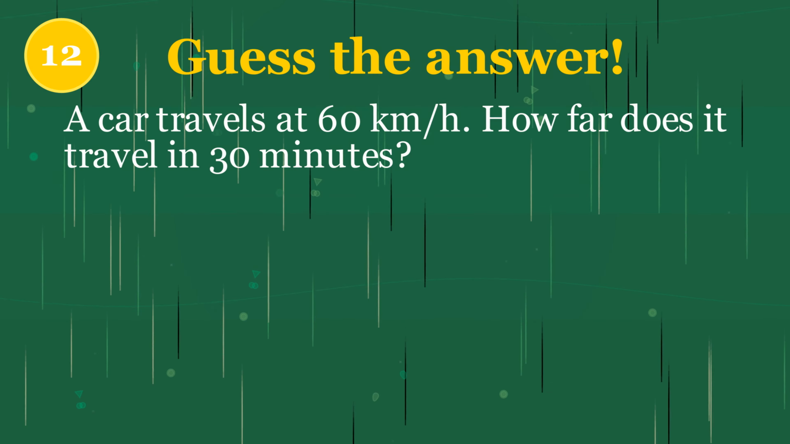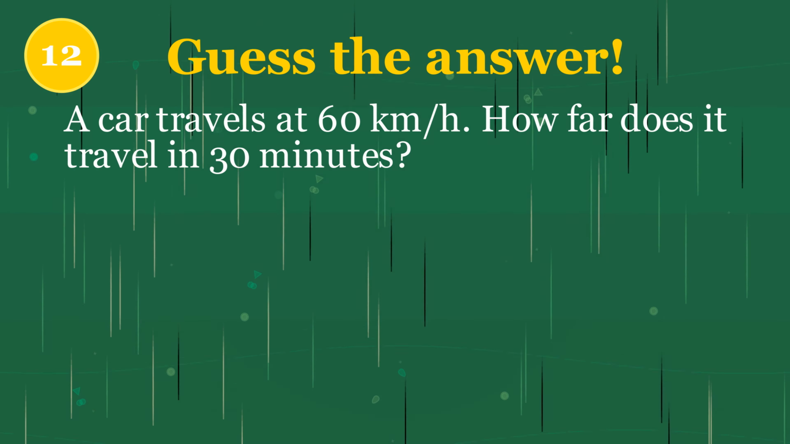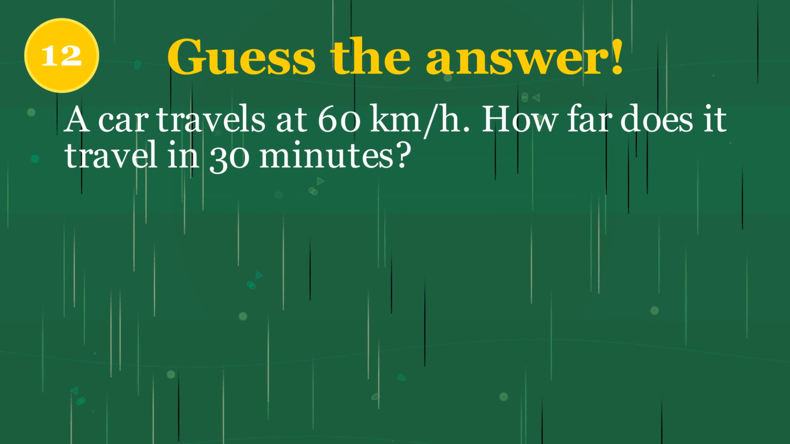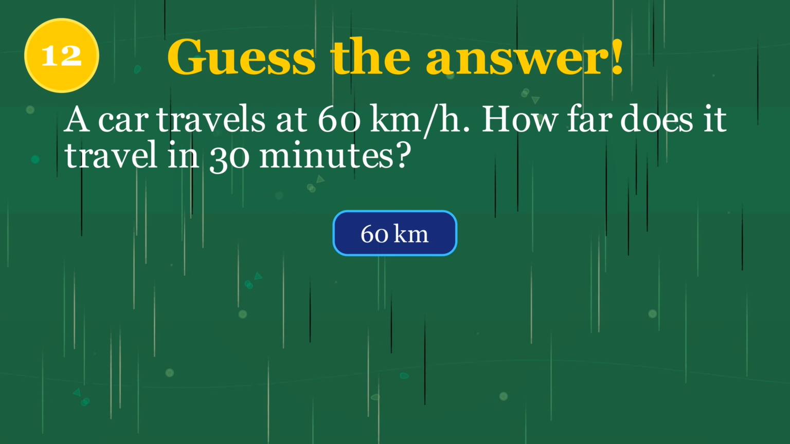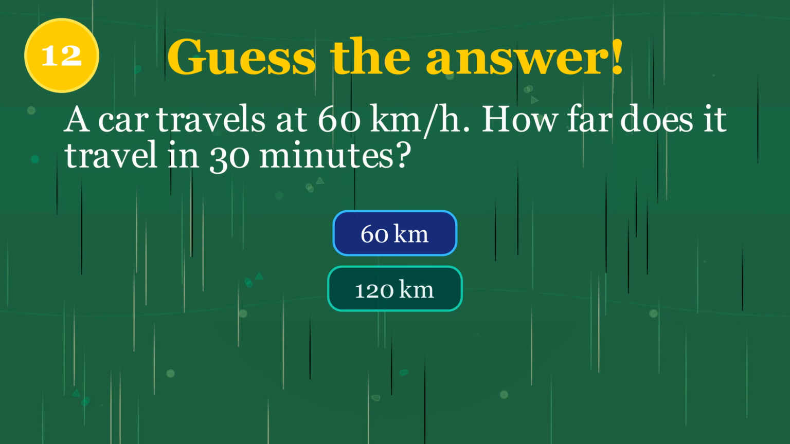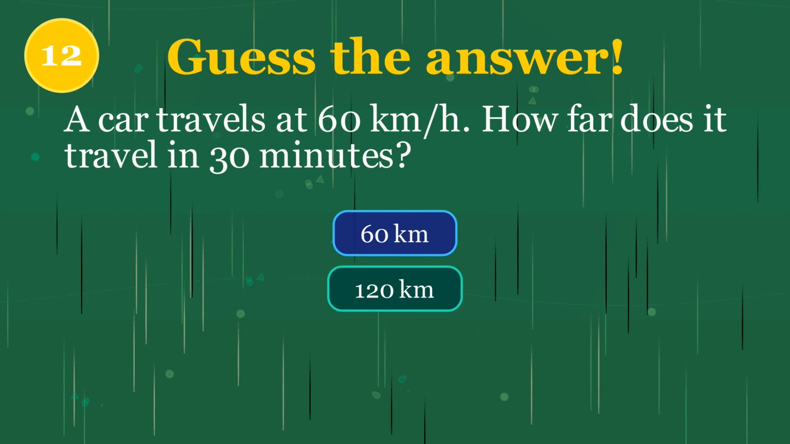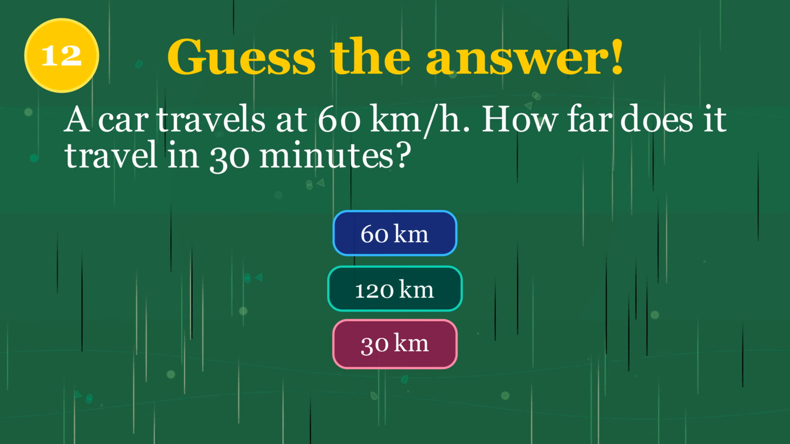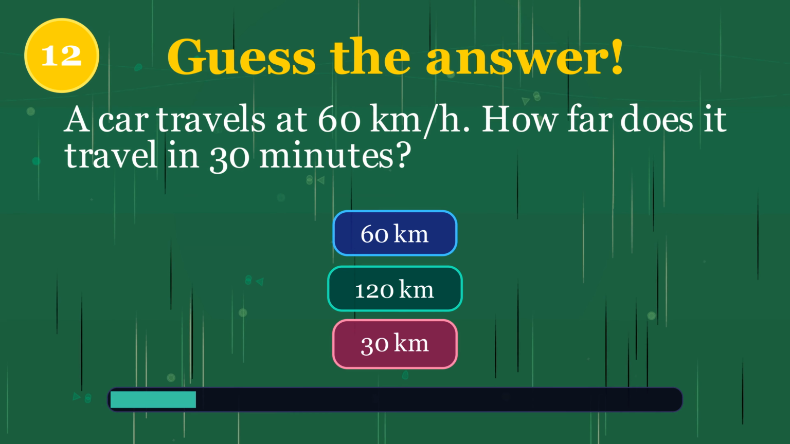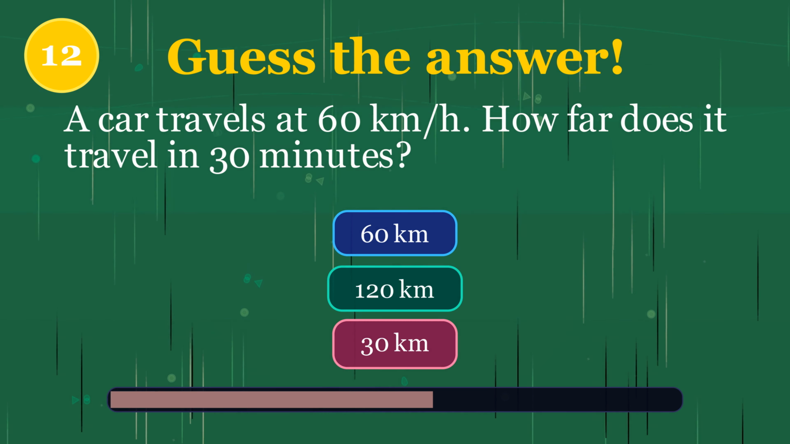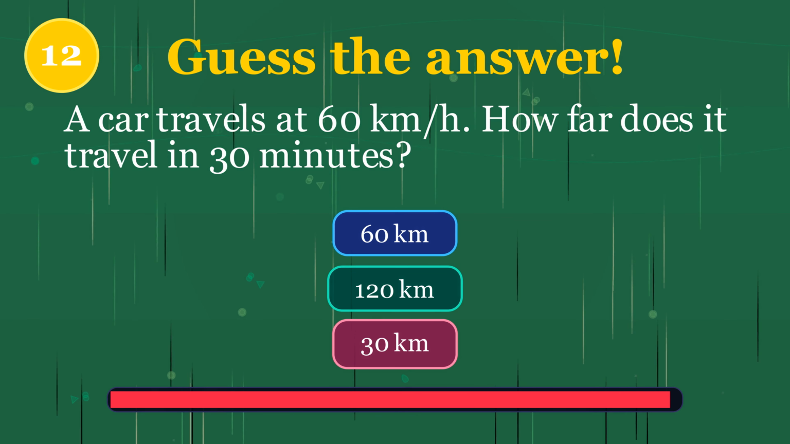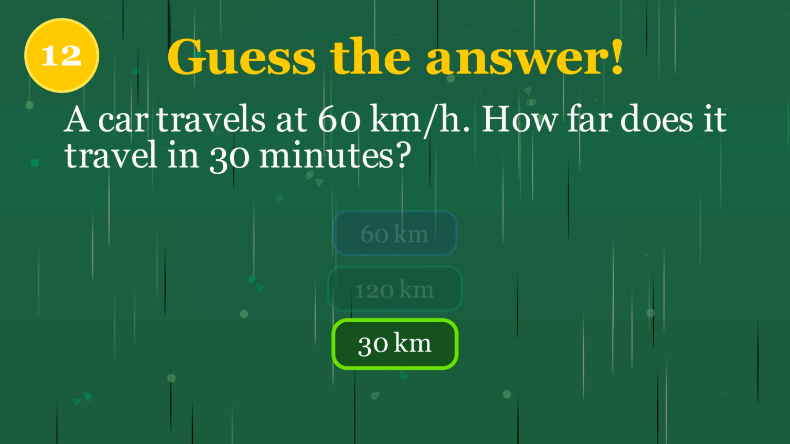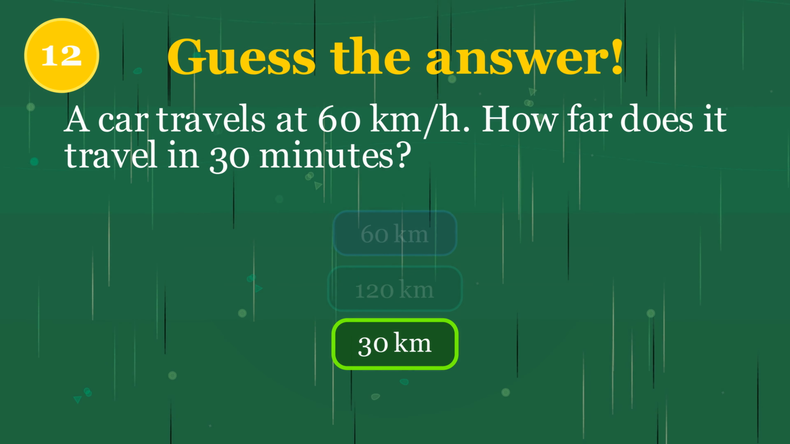A car travels at 60 kilometers per hour. How far does it travel in 30 minutes? 60 kilometers. 120 kilometers. 30 kilometers. The correct answer is 30 kilometers.